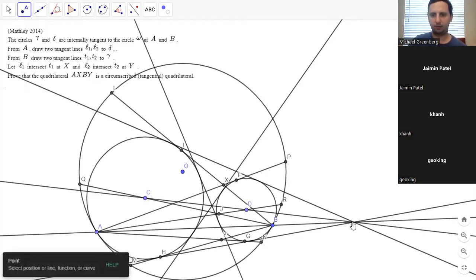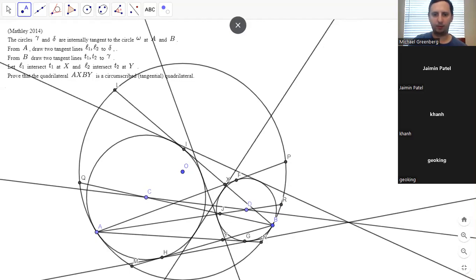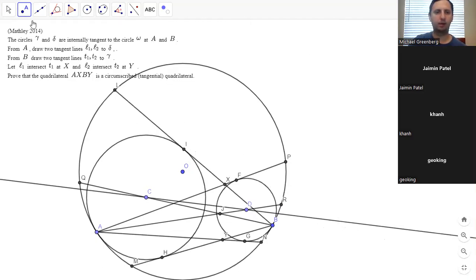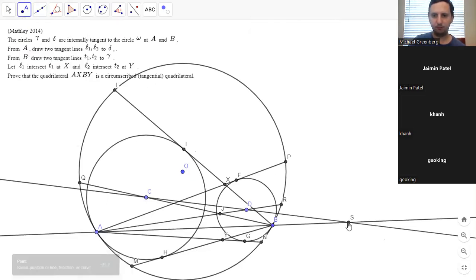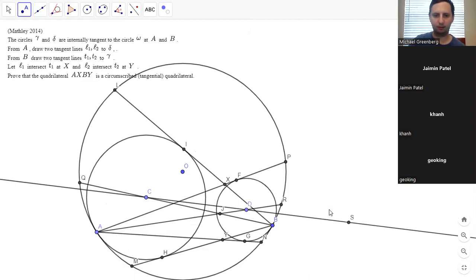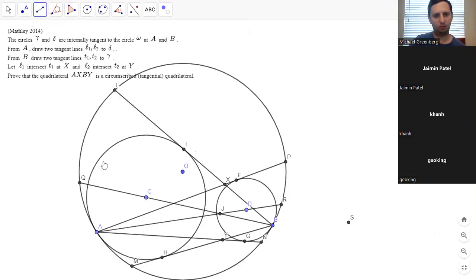I'm not sure. Let me hide a bunch of stuff. Let me just draw the intersection of AB and CB. And then we know that that is the center of homothety. We call it S. Oh yeah, that's trivially just Monge's theorem.